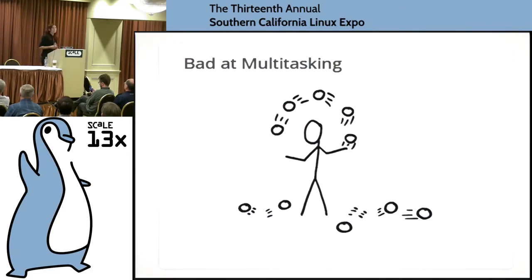Final thing that's really important to keep in mind about the individual human brain is that we are terrible at multitasking. We basically don't multitask, in much the way that a single core of a computer doesn't really multitask. We can context switch, but that has a lot of overhead to it.